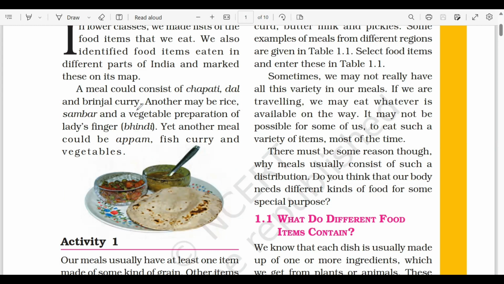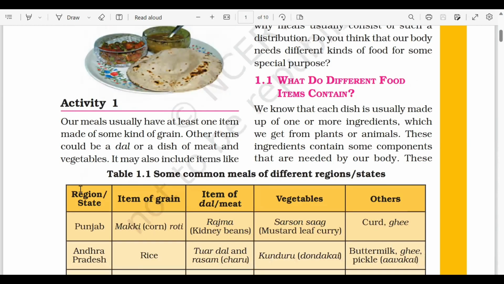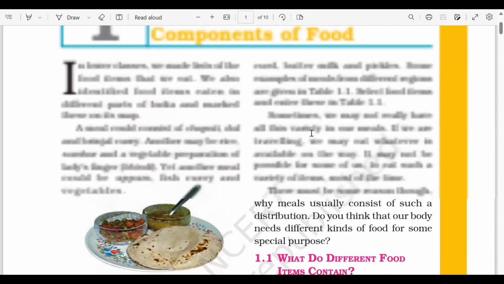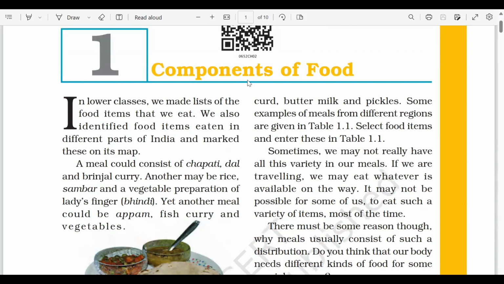Now let's get started with the first activity, activity 1. So our meal usually has at least one item made up of some grain. So हमारे meal में at least एक grain होता है and उसके साथ we will have a dal or a dish of meat or any vegetable. Along with that, we also include items like curd. We include buttermilk and pickles in our diet.